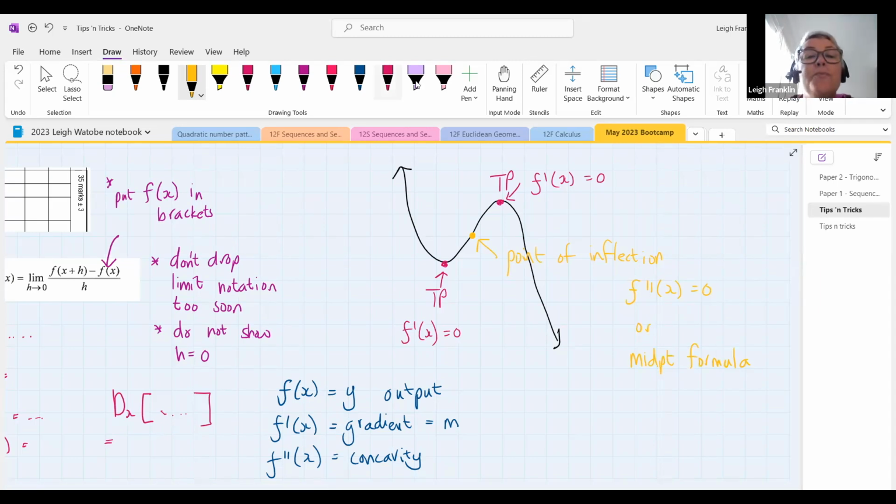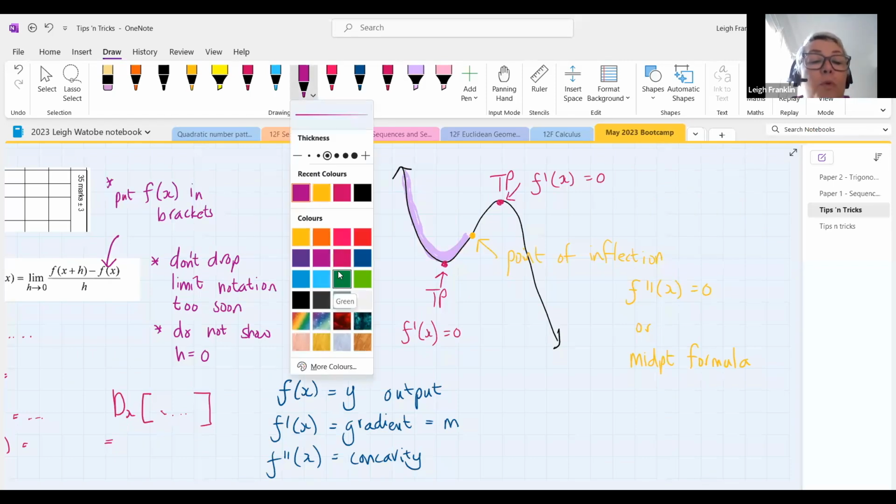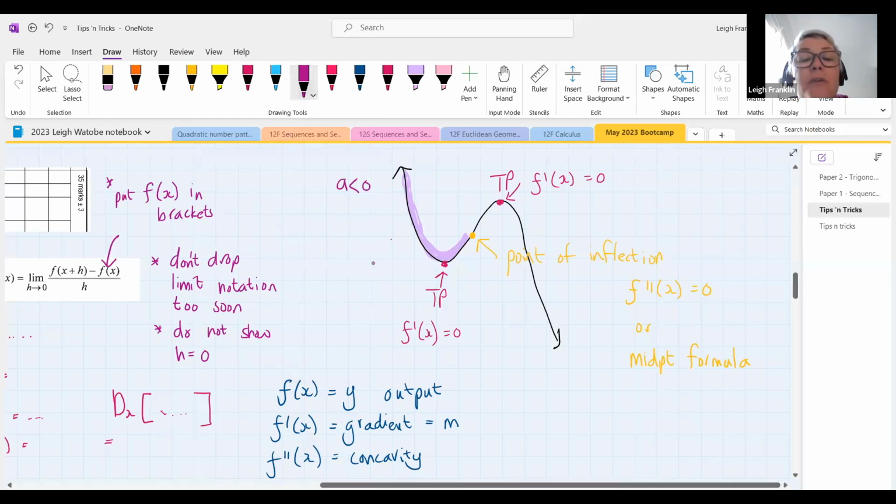All right, so in this particular function over here, this is where a is negative, so the a in front of your x cubed term. When the graph is like this, the purple bit that I'm coloring in at the moment is what is referred to as concave up. So here the graph is concave up. That's when it's cup shaped.